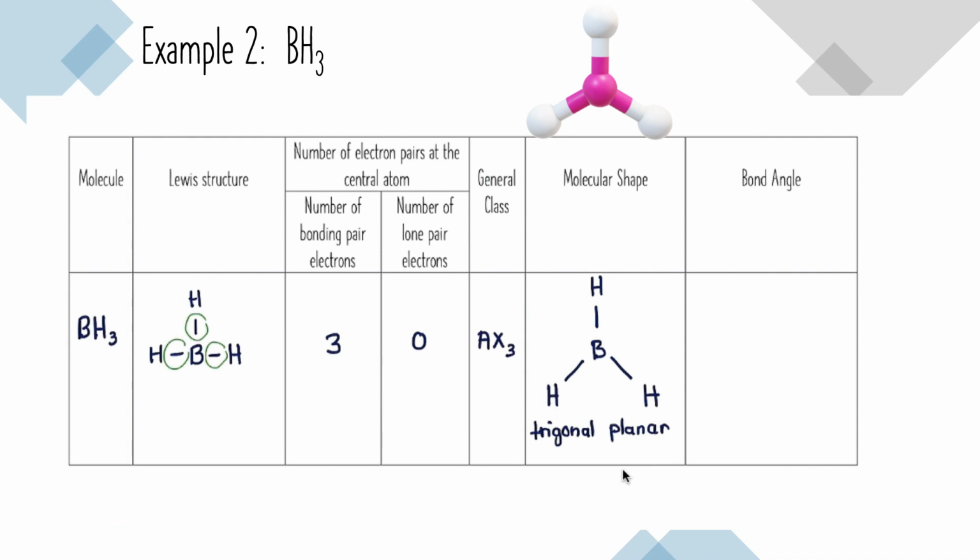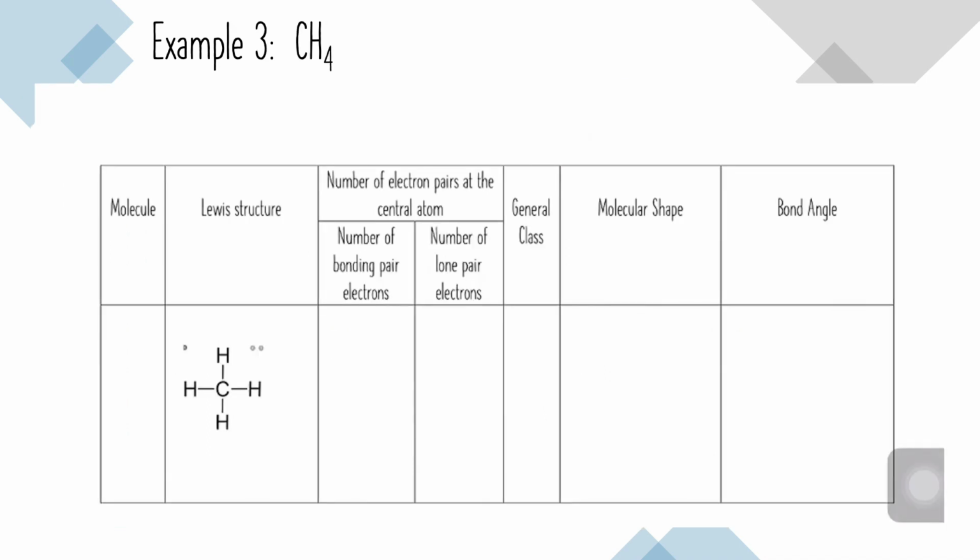So for the bond angle, since this bonding pair electron and this bonding pair electron are at 120 degrees to each other, therefore, the bond angle of H-B-H would be 120 degrees. The next molecule is CH4. So from the Lewis structure, we can count the number of bonding pairs, which is 1, 2, 3, 4. So we have 4 bonding pair electrons, 0 lone pair electrons because carbon doesn't have any lone pair electrons, and the general class is AX4.